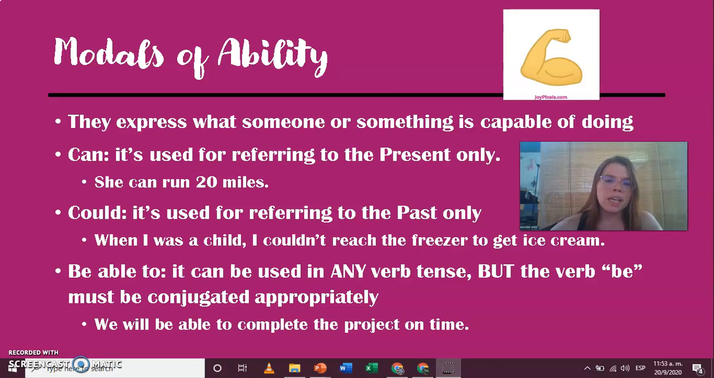And finally, we have be able to, which is a very flexible modal because it can be used in different verb tenses. But be careful because you have to conjugate the verb to be here so that you can use it in every verb tense. Here you have an example. We will be able to complete the project on time. This particular example is in the present, but you can use be able to in the past, in the present, in present perfect, whatever you want, as long as you conjugate the verb to be correctly. Let's move on.